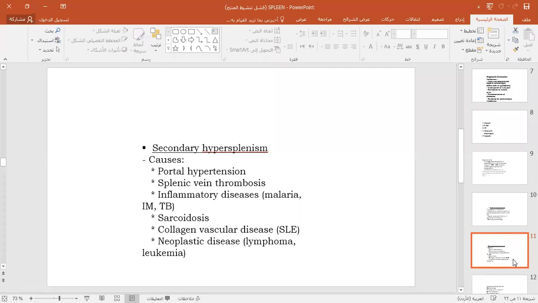While secondary hypersplenism is usually produced by portal hypertension, the commonest cause of secondary hypersplenism is portal hypertension. Other causes: splenic vein thrombosis, inflammatory disease like malaria, infectious mononucleosis, TB, sarcoidosis, collagen vascular disease like SLE, and neoplastic disease like lymphoma and leukemia.